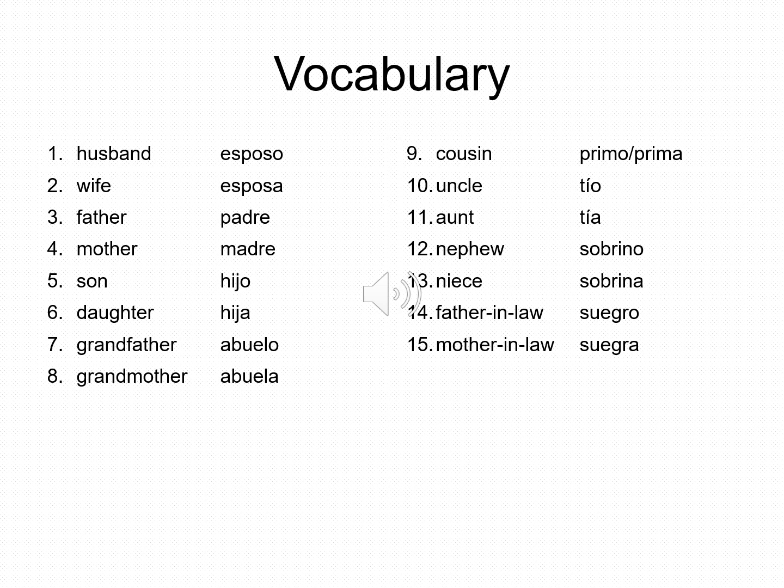9, cousin. 10 is uncle. 11 is aunt. 12 is nephew. 13, niece. 14, father-in-law. And 15, mother-in-law.